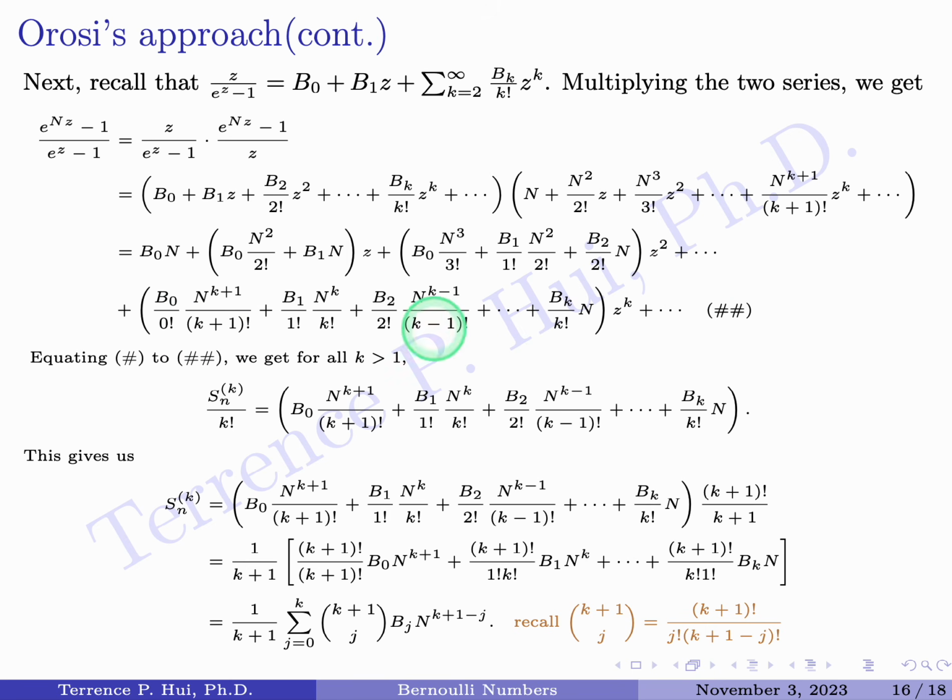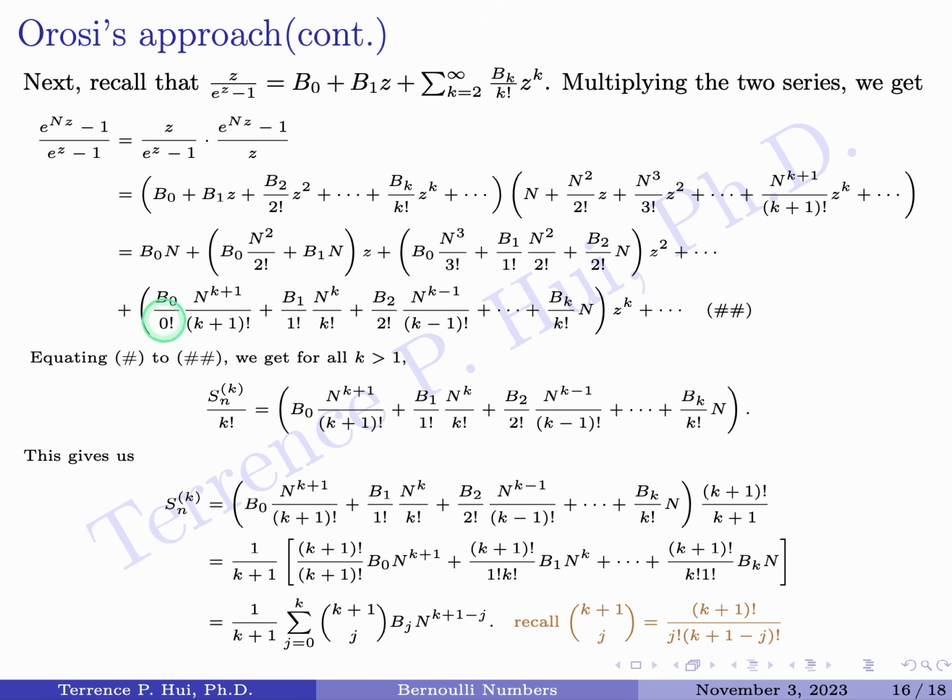In general, here's a trick. In general, b0 will be the first term, so I'm going to write it as b0 over 0 factorial. Remember, 0 factorial is 1, times n to the k plus 1 over k plus 1 factorial. Next piece will be b1 over 1 factorial, n to the k over k factorial. The one after that will be b2 over 2 factorial, n to the k minus 1 over k minus 1 factorial. You're beginning to see the pattern.